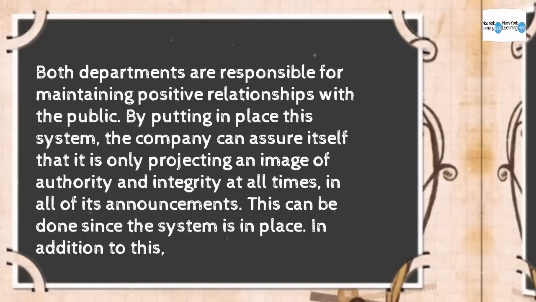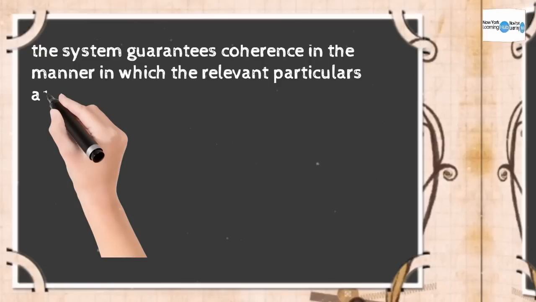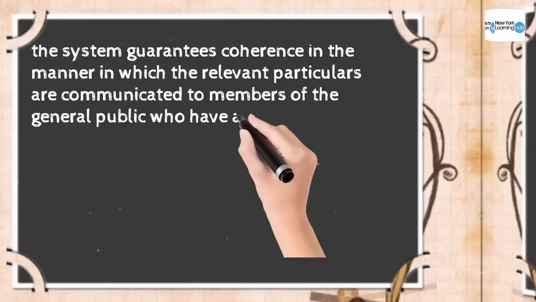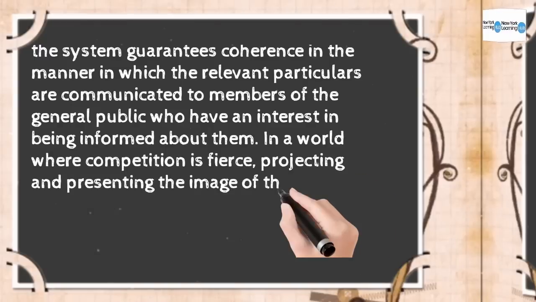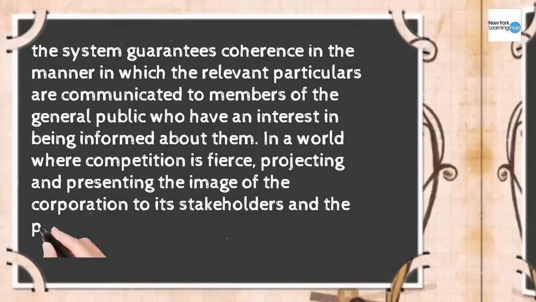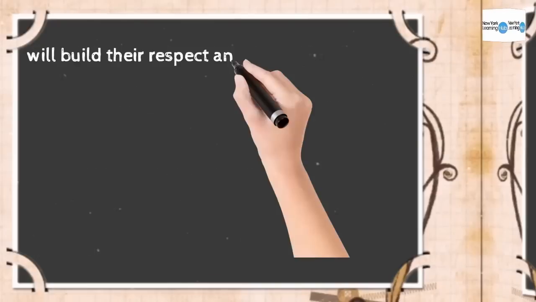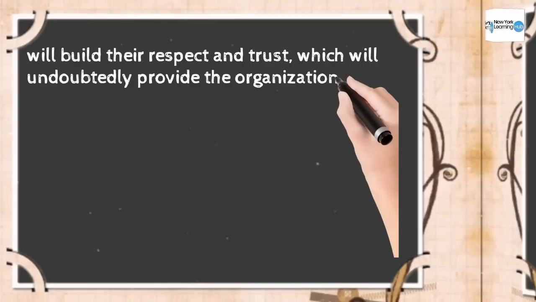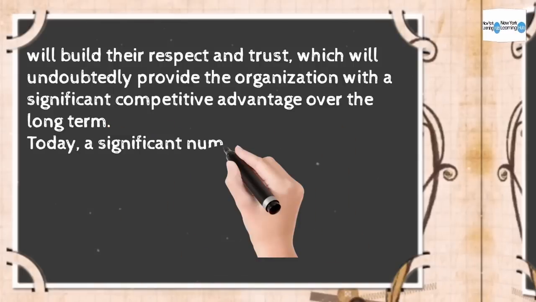In addition to this, the system guarantees coherence in the manner in which the relevant particulars are communicated to members of the general public who have an interest in being informed about them. In a world where competition is fierce, projecting and presenting the image of the corporation to its stakeholders and the public in a professional and forceful manner will build their respect and trust, which will undoubtedly provide the organization with a significant competitive advantage over the long term.